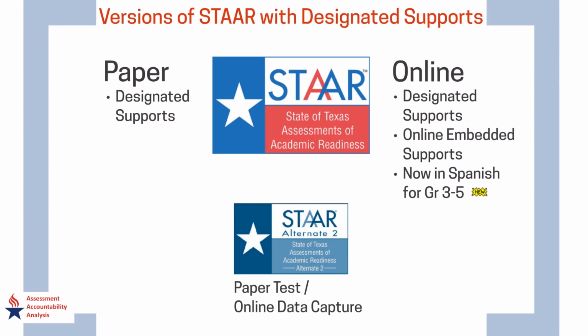During the 2018-19 school year, students may still take STAR in either paper or online format with designated supports. The online edition of STAR may also include one or more online embedded supports, and is now also available in Spanish for grades 3, 4, and 5. STAR Alternate 2 remains a hybrid assessment where students complete the test on paper, after which the CTC submits the data electronically via the Pearson website.